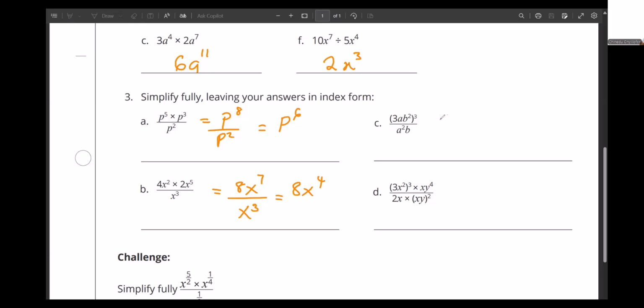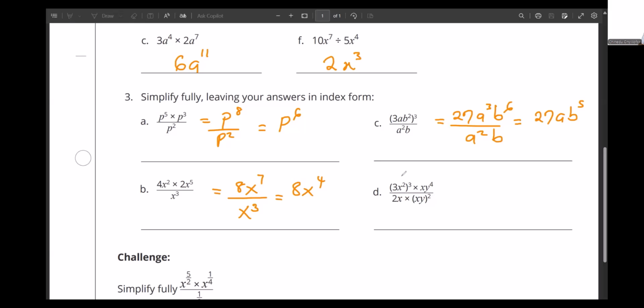And of course, you move to C. If you do this, there's going to be 27 a to the power of 3 and b to the power of 6, divided by a squared b. And that's going to simplify to 27, and a to the power of 3 divided by a to the power of 2. Well, that's going to just be a, and b to the power of 6 divided by b, that's going to be b to the power of 5. And that was that easy. And of course, you go to question D.